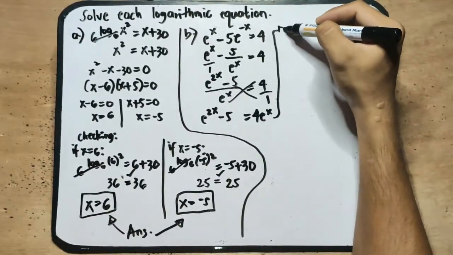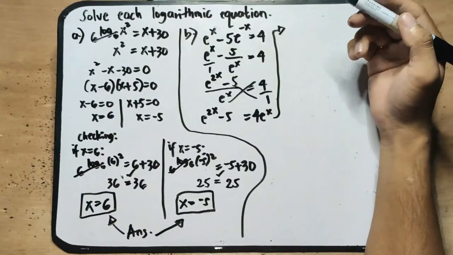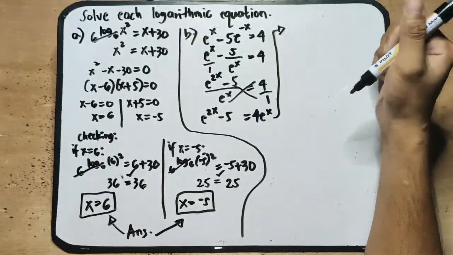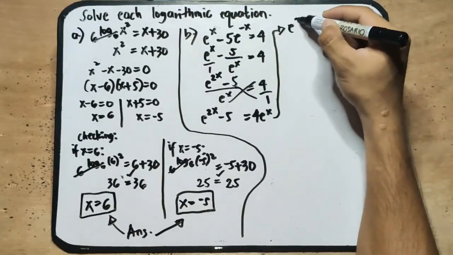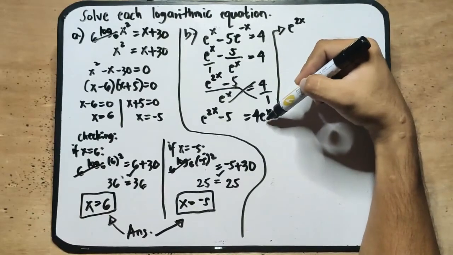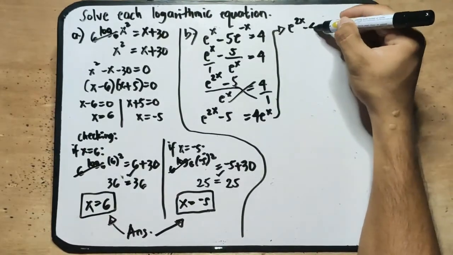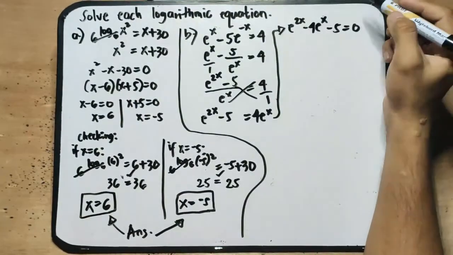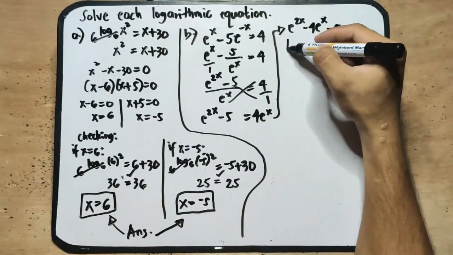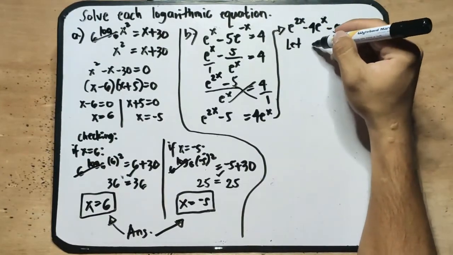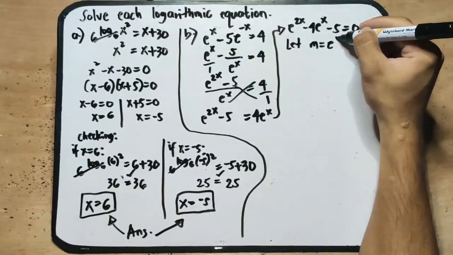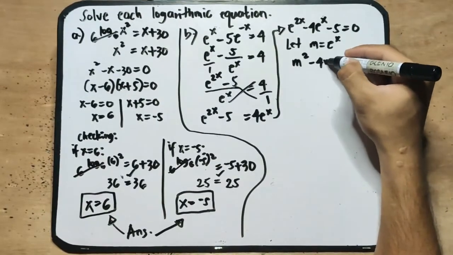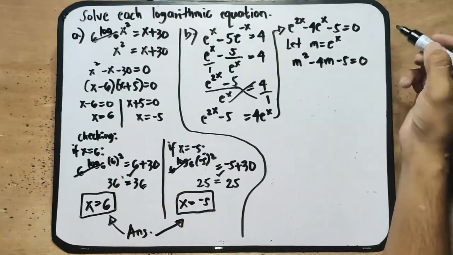Since nakita natin na quadratic equation yung form, we transpose everything to the left. Ang maiiwan sa right hand side ng equal symbol ay 0. So we have e raised to 2x. Transposing 4e raised to x, it will become negative 4 e raised to x. Then minus 5 is equal to 0. Since medyo confusing kasi merong e, maglelet tayo ng specific variable. We let m be equal to e raised to x. So this will become m squared minus 4m minus 5 is equal to 0.